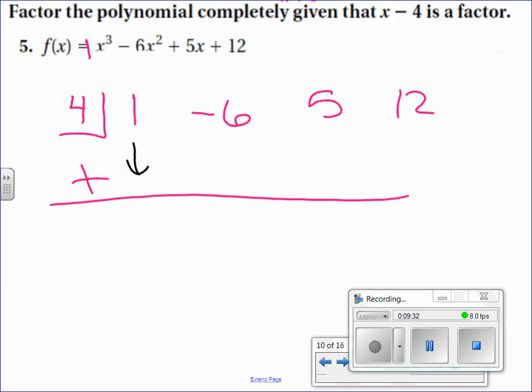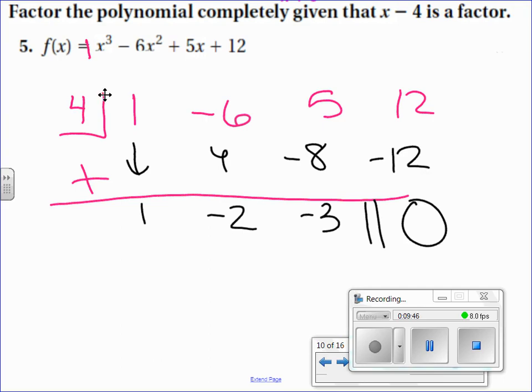We're going to drop our 1 down. 1 times 4 is 4. Add straight down. Negative 2 times 4 is negative 8. Add straight down. And negative 3 times 4 is negative 12. Add straight down. So if you don't get a 0 here, you probably messed up your synthetic division, because they flat out told us that x minus 4 was a factor. So we should be getting that remainder of 0.